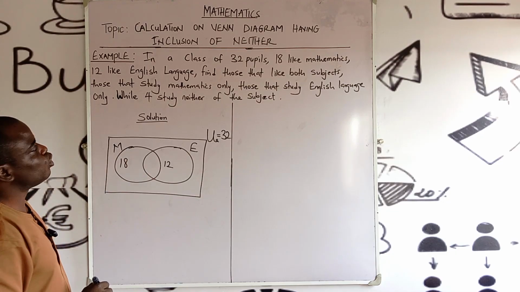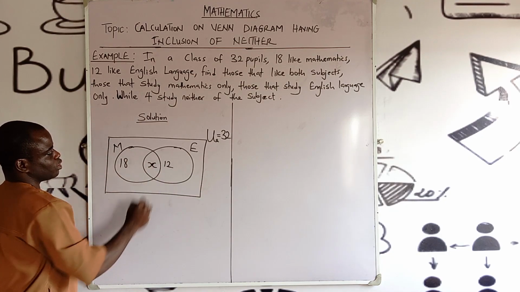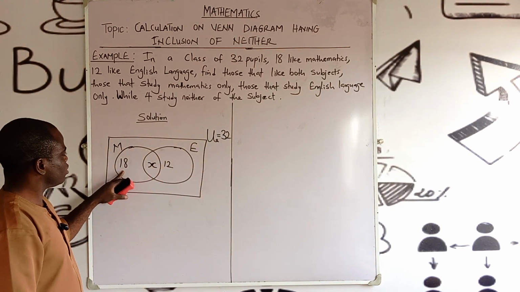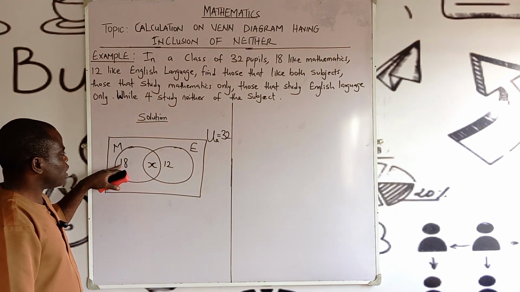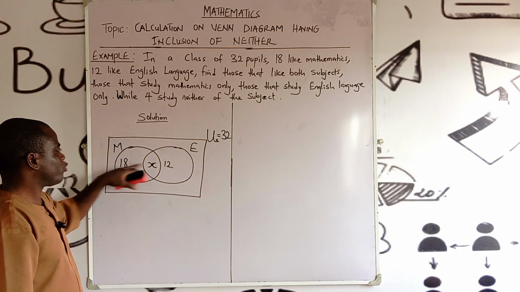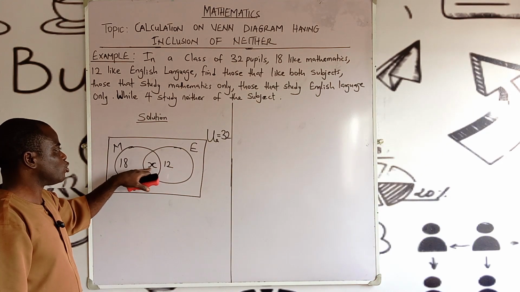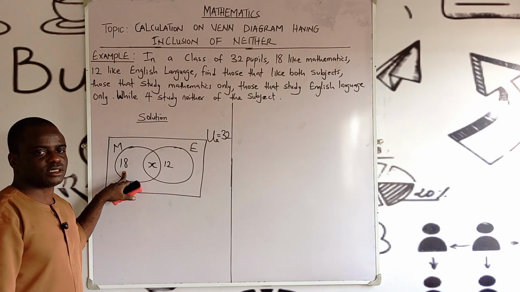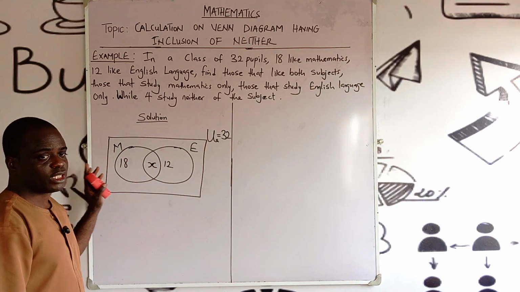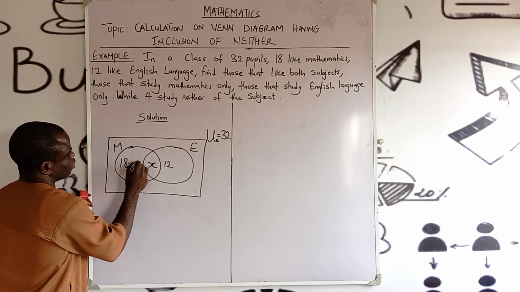Find those that like both subjects. Those that like both subjects, we don't know it. Use x to represent it. This 18 means we have some people that are offering mathematics and also offering English, so they are offering both maths and English inside this 18. But if you want to know those that are offering mathematics only, you subtract this x from this 18.